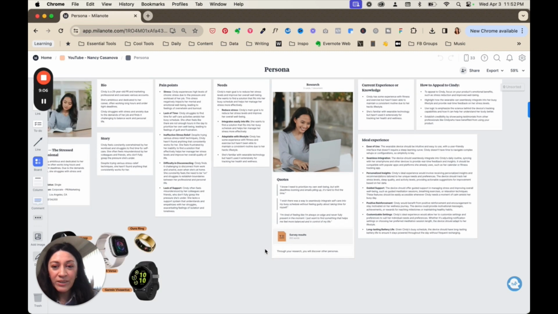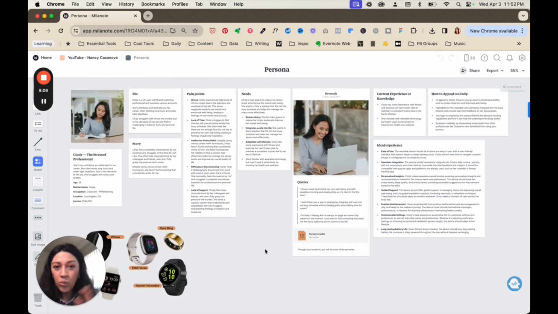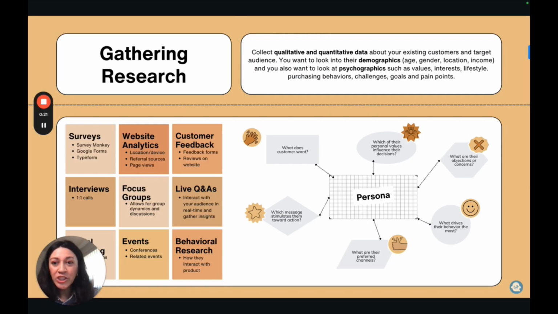Now that we have this insight, what do we do with it? Now we start crafting messages for Cindy so this can be incorporated into the marketing messages we'll have for her. So we've gathered the research and started to map out Cindy's needs. We tried to answer some of these questions: what are some objections? What are her preferred ways to receive this information? What would stimulate her towards taking action and making a purchase?